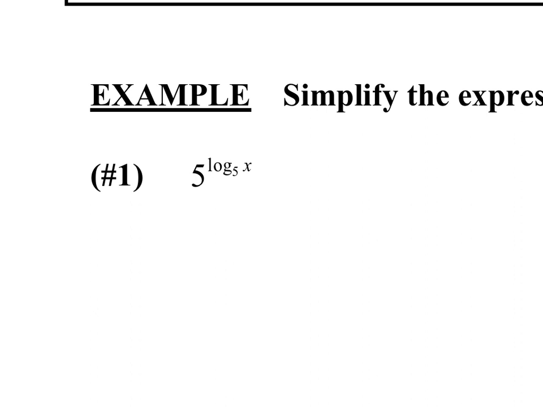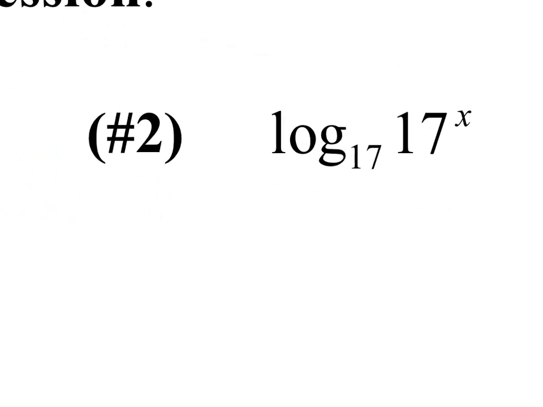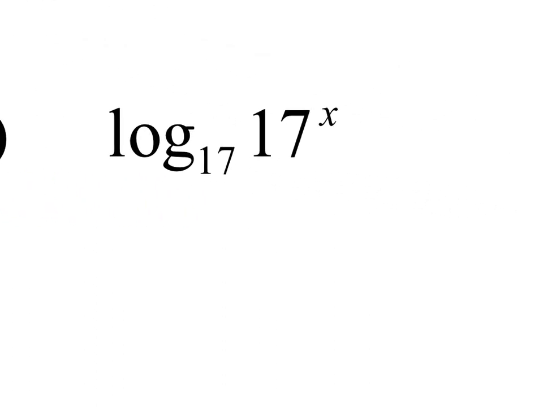So we have 5 to the log base 5 of x. Well, 5 to the power of a log, those are going to cancel out if they're the same base. This one is just going to equal x. Ta-da! We know that it's an inverse then, okay? Let's do the second one now. Log base 17 of 17 to the x. So we have a base and an exponent of 17. So this is actually also going to equal x, which is great.